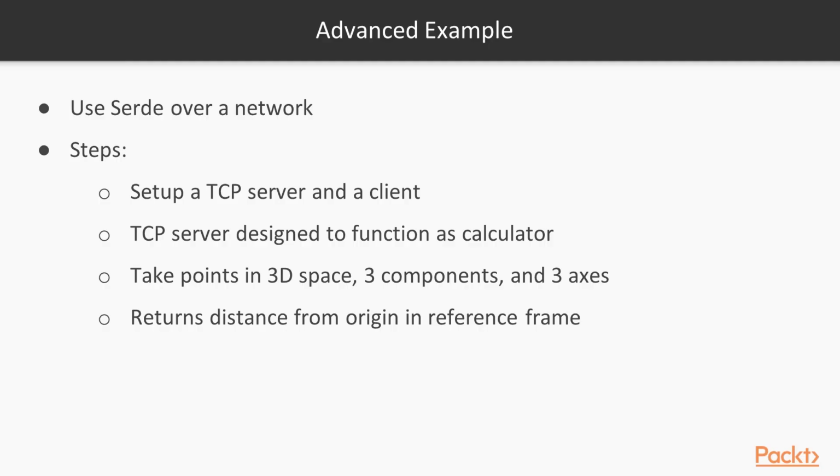Further, let's move on to a more advanced example of using Serde over a network. In this example, we'll set up a TCP server and a client. This part will be exactly the same as how we did it in the last section, but this time our TCP server will function as a calculator that takes in a point in a 3D space with three components along a three axis, and returns its distance from the origin in the same reference frame.